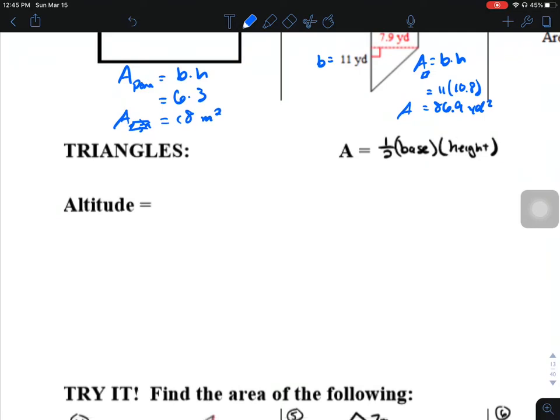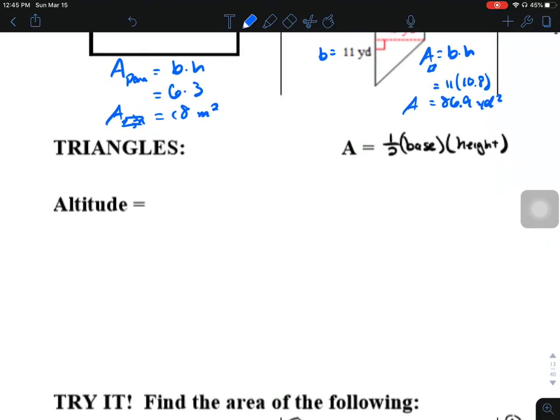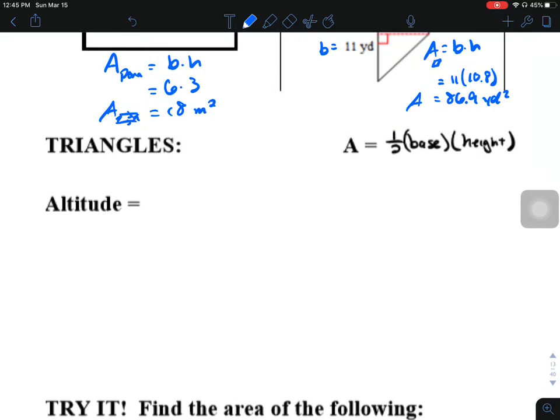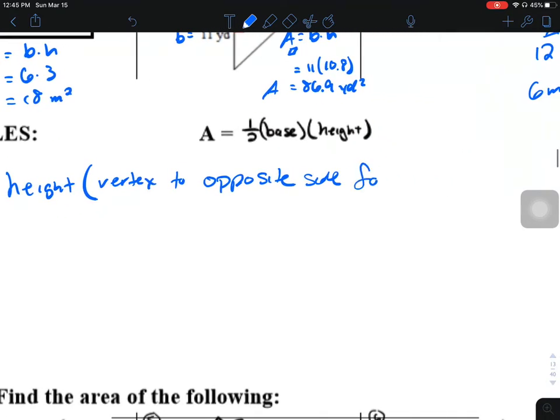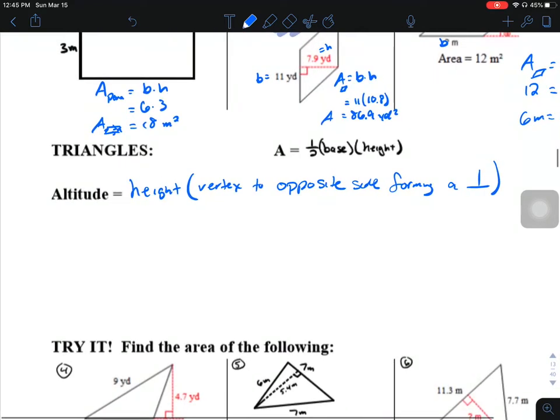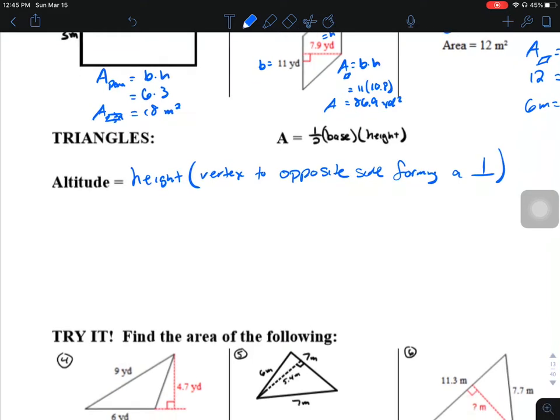Let's refresh our memory what an altitude is. An altitude in a triangle is also the height. An altitude goes through a vertex to the opposite side forming a perpendicular. It's a segment that goes from the vertex to the opposite side forming a perpendicular.